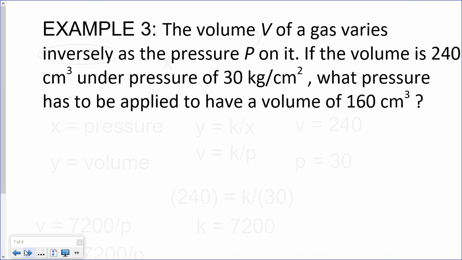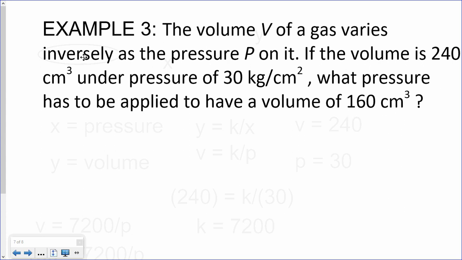The last one is an example. So this is a word problem. I'm just showing you a little bit each time. It says the volume V of a gas varies inversely as the pressure P put on it. If the volume is 240 centimeters cubed under pressure of 30 kilograms per centimeter squared, I don't know the science of it, sorry. What pressure has to be applied to have a volume of 160 centimeters cubed?